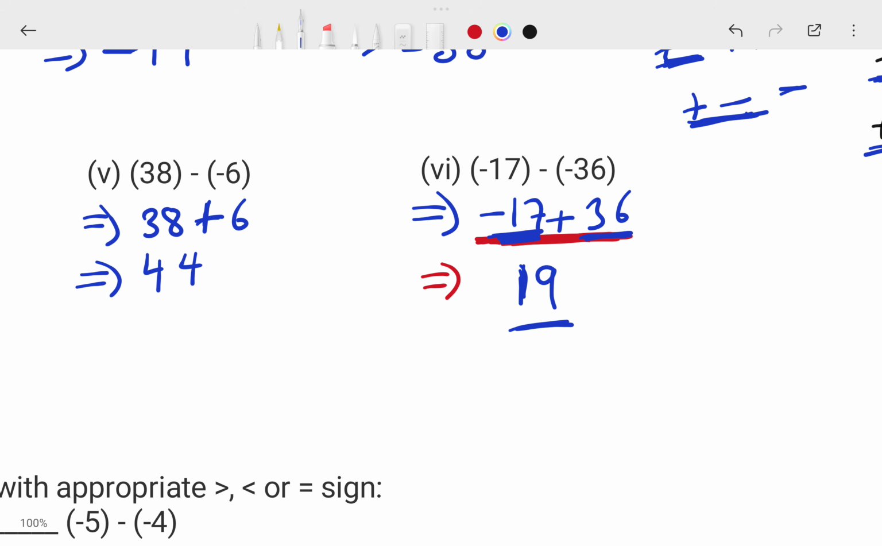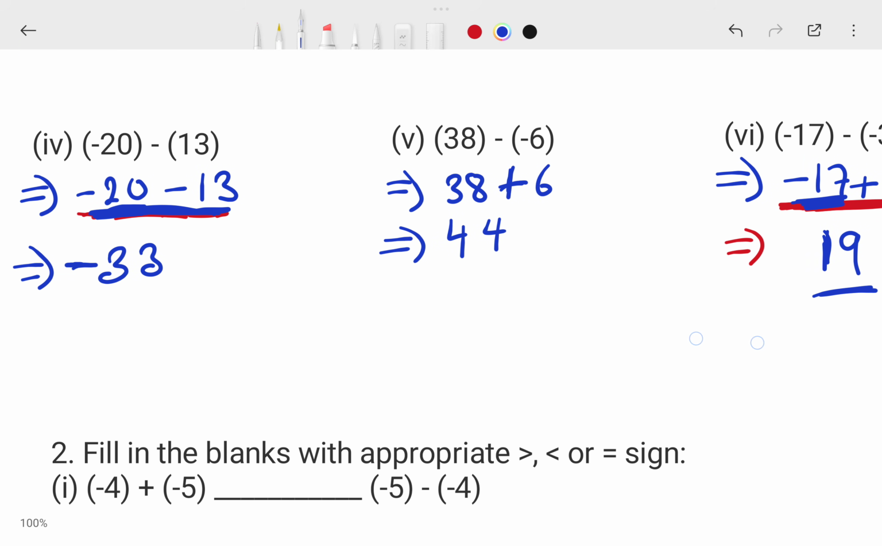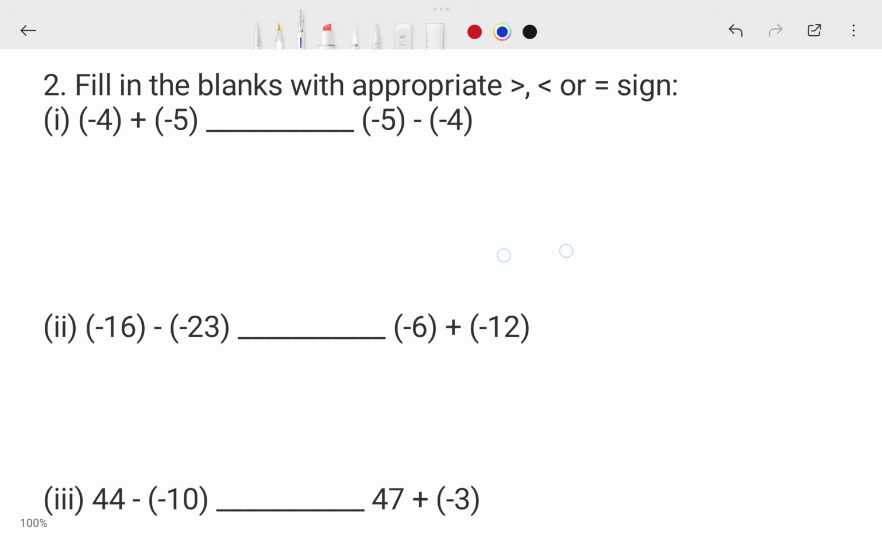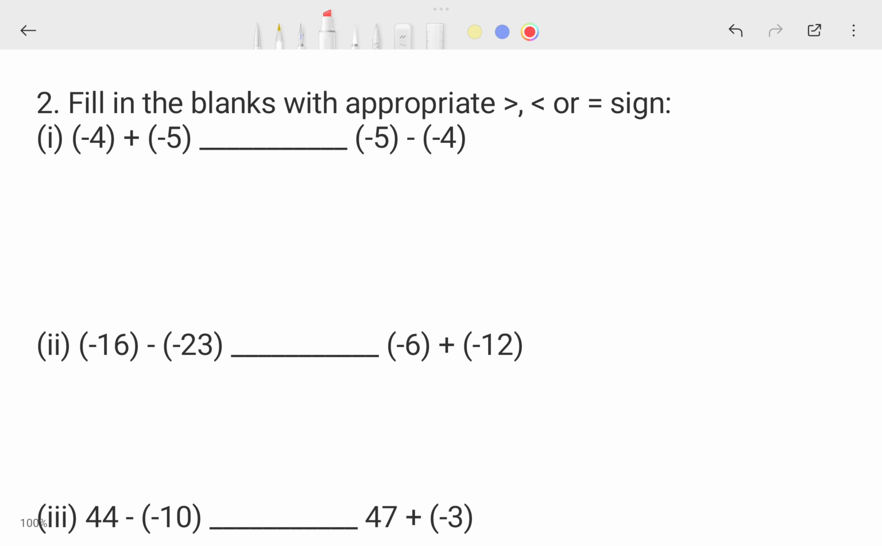Okay, right. So overall this is completed. Now let's talk about the second question. The second question is to fill the blanks with the appropriate symbol. We have to use these symbols, otherwise we have to use the equal symbol. So what is meant by these symbols?